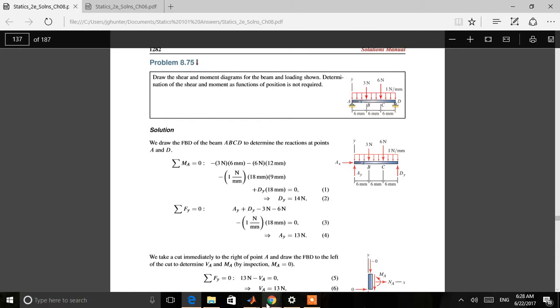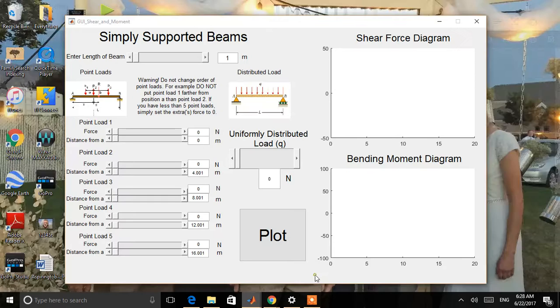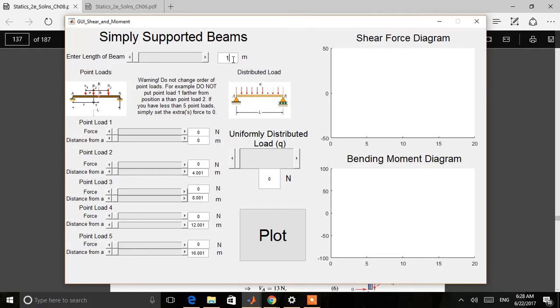So if we come back to my program, to my GUI, I'm going to use meters instead of millimeters. Won't really change the shape of the graph. And so let's set the 3 newtons like they had at 6. And let's set the 6 newtons at 12 meters. So we'll also increase to a 1 newton distributed load, and we'll plot.